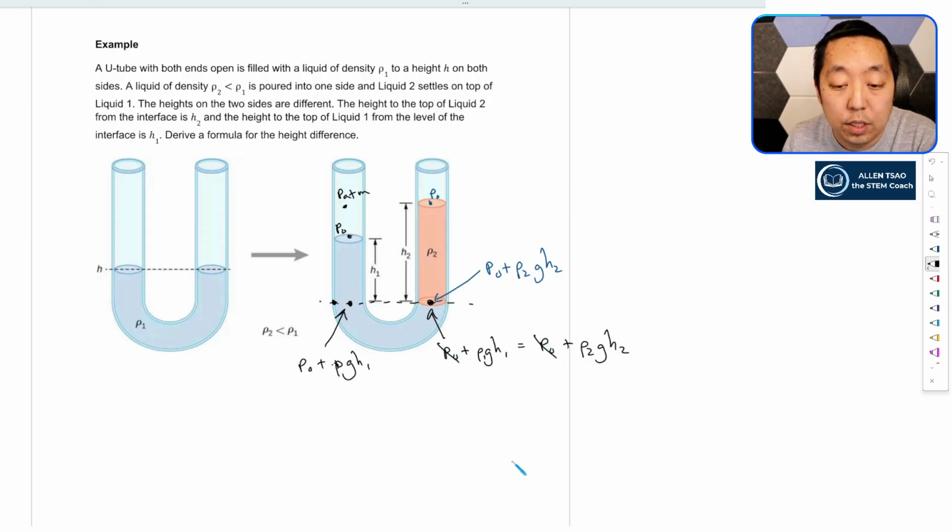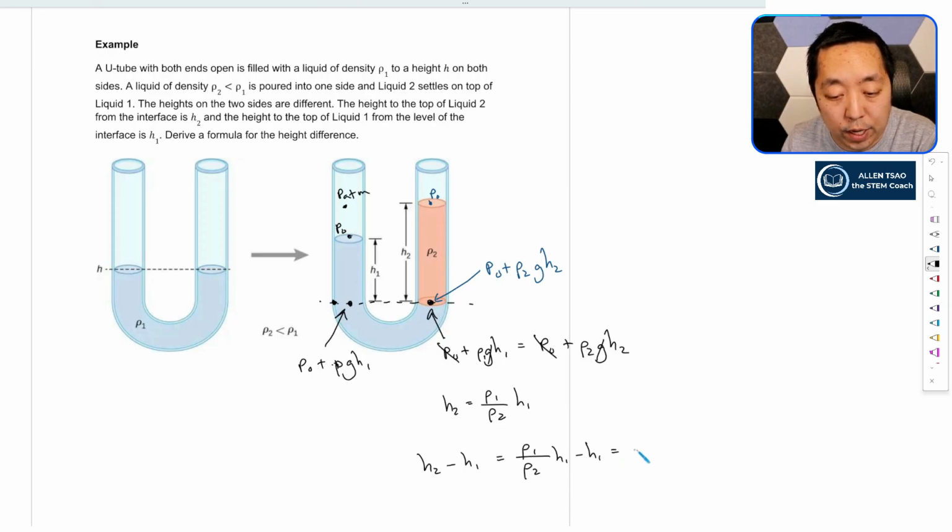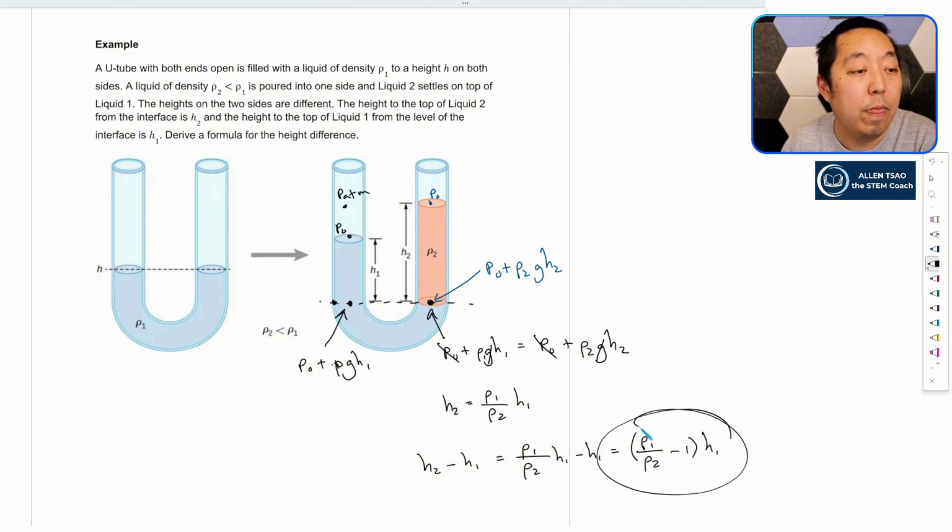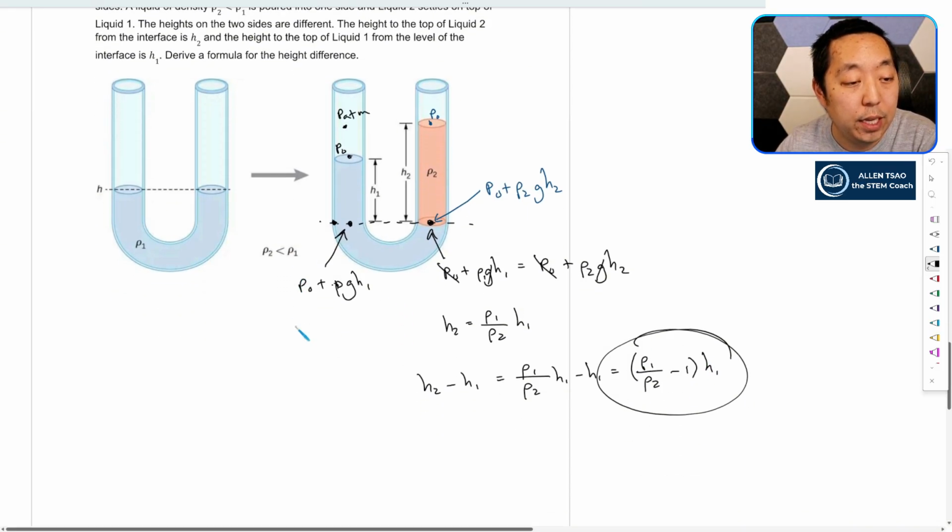These cancel. And then we want the height difference, h2 minus h1. You can just solve for, say, h2 here. So the g's will cancel. So you get h2 is equal to rho 1 over rho 2 times h1. And so the difference, h2 minus h1, you can do this quantity, rho 1 over rho 2 times h1 minus h1, is just going to equal, you factor out an h1, rho 1 over rho 2 minus 1, times h1, like that. Okay, so that's one way to look at the difference there.